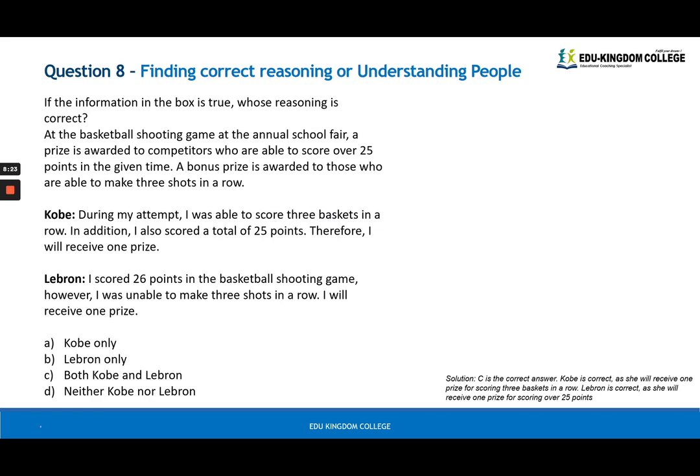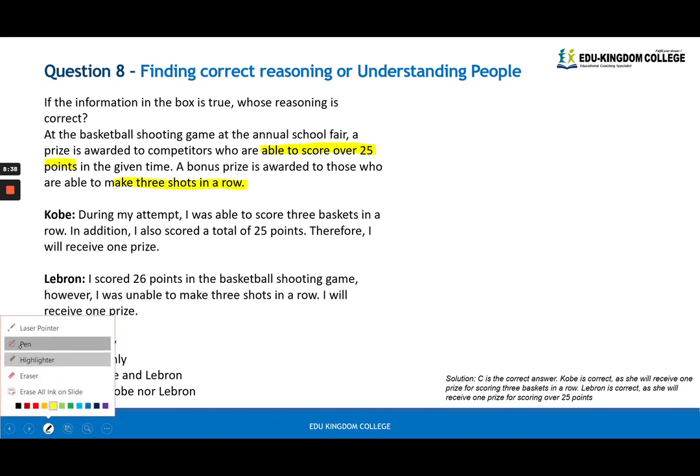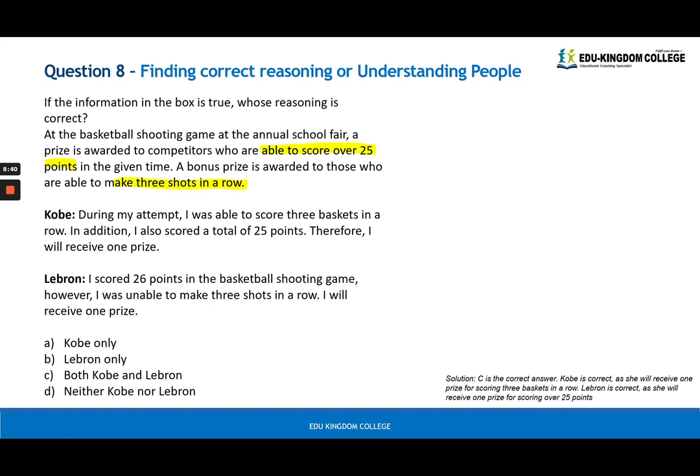Okay, number 8. The main bits of importance in the first paragraph is how they're getting the prize. Score over 25 points and a bonus prize if they're able to make 3 shots in a row. So Kobe says we can make 3 baskets in a row, so we'll get 1 prize. I scored a total of 25 points. We won't get a prize there because we want over 25. So therefore I'll receive 1 prize.